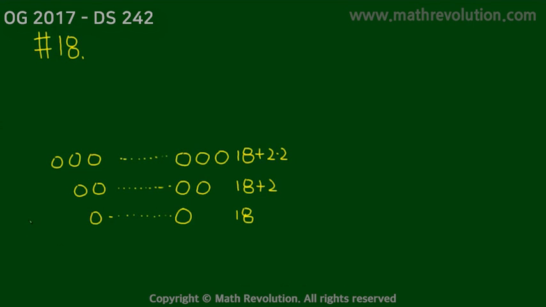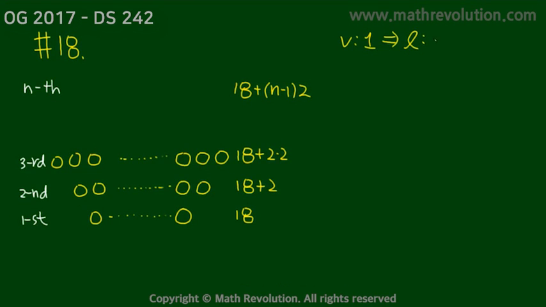For the first row, we have 18 seats. Second row, we have 18 plus 2 seats. Third row, we have 18 plus 2 times 2 seats. So if we have n rows, then how many seats do we have in the nth row? We can represent that using 18 plus n minus 1 times 2 seats. Okay, we have one variable then, and we only need one equation to solve for one variable.